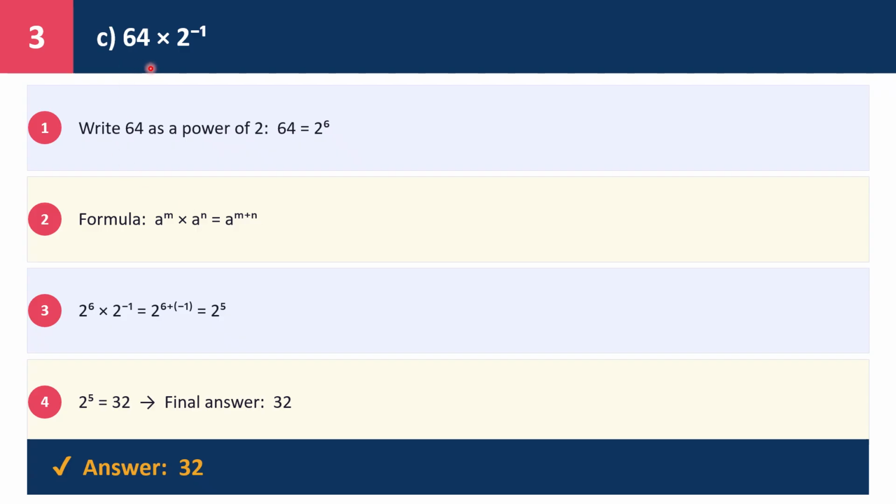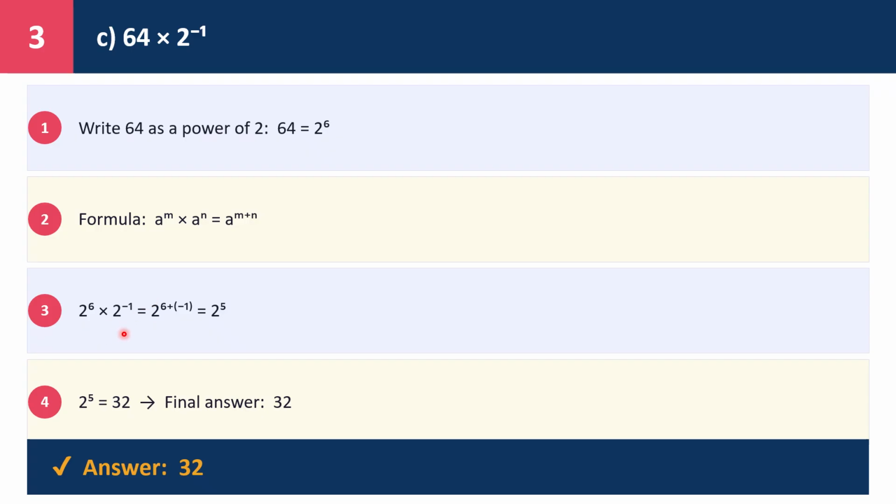Third, C sum: 64 into 2 power minus 1. Okay, so we have to write 64 as a power of 2. Why? Here our base is what? It's 2. That's why we write 64 as a power of 2. So that is 2 power 6. Okay, let's use the formula. What formula? a power m into a power n equals a power m plus n. Now what is our 64? That is 2 power 6. So 2 power 6 into 2 power minus 1.